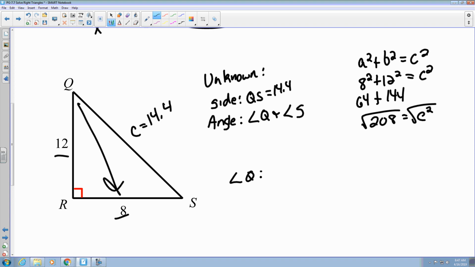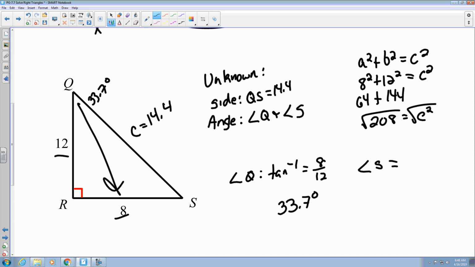So opposite over adjacent is tangent, but we need to find the angle measure. So we're going to look at the inverse tangent of 8 over 12. So go inverse tangent of 8 over 12. And that's going to equal roughly 33.7 degrees. So 33.7 degrees.